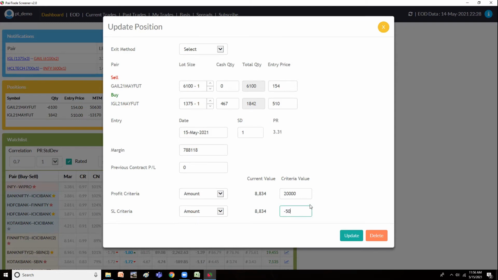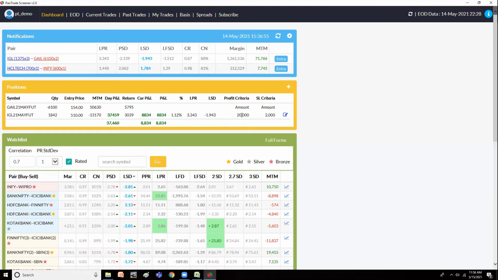Or else I would like to use a trailing stop loss. So I'll say, okay, already I made 8,000, so I'll put 2,000 as a stop loss and say update. Now what happens? The profit and stop loss both are set. Now in the live market, every 1 minute the conditions are checked.